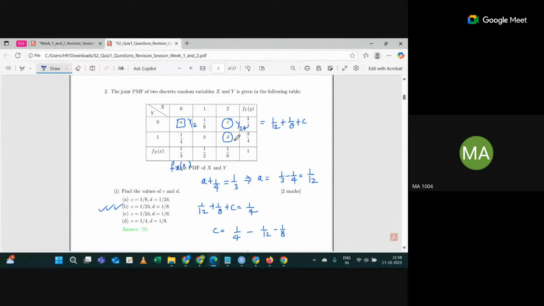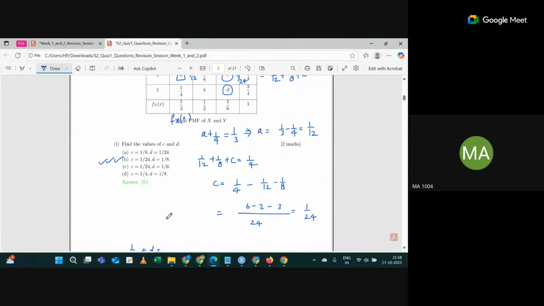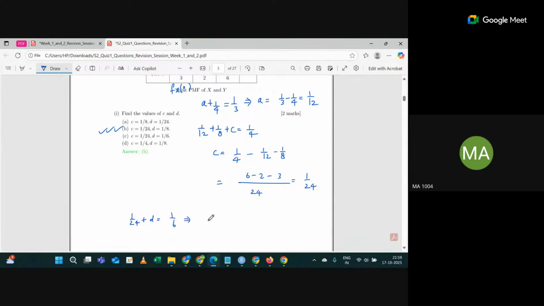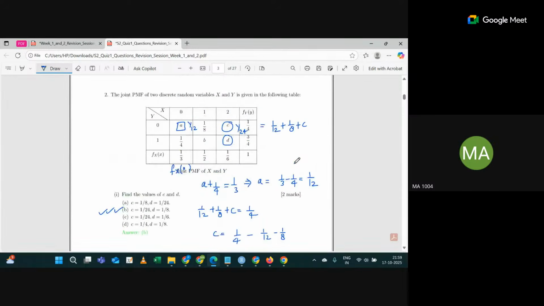Now, how will you get the value of D? 1 by 24 plus D should give me 1 by 6. Correct? So from here, D is 1 by 6 minus 1 by 24, which is 3 by 24, which is nothing but 1 by 8. So option D is correct. You can see the concept which we discussed, how it's useful here.